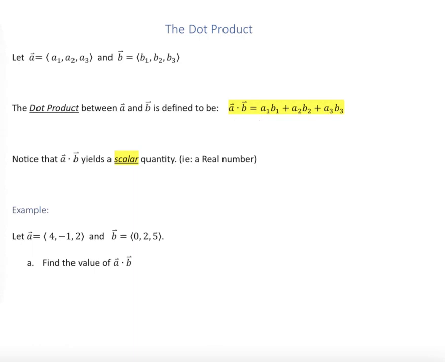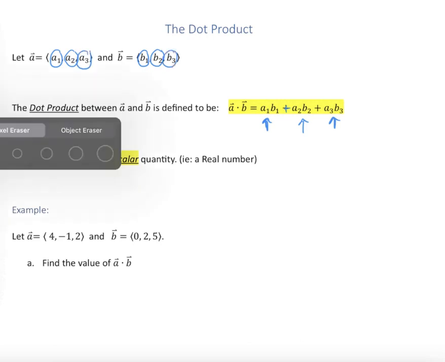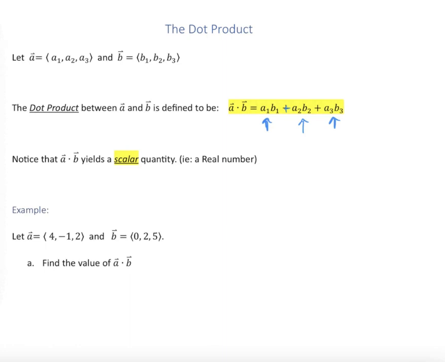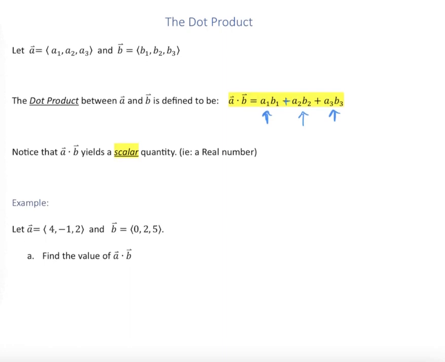And when I'm dot producting two vectors, I'm going to be multiplying their horizontal or x components together, a1 times b1, and then we're going to add that to the y components multiplied together, a2 times b2, and then we're going to add that to the z components multiplied together, a3 times b3. And then when we calculate all of that, we call that the dot product between these two vectors.